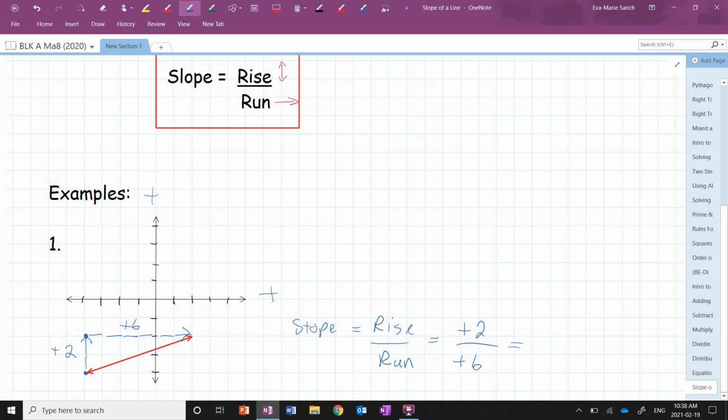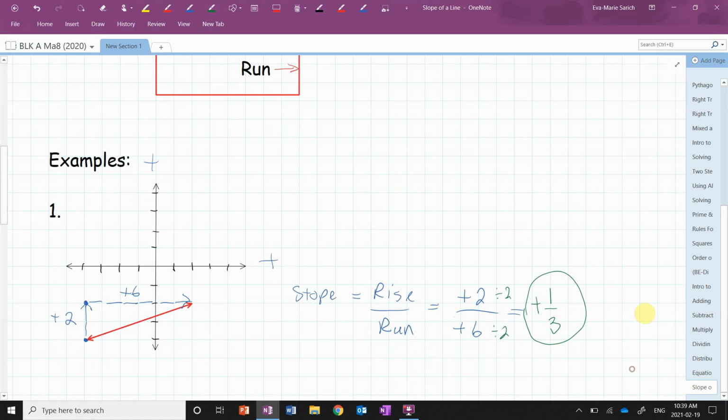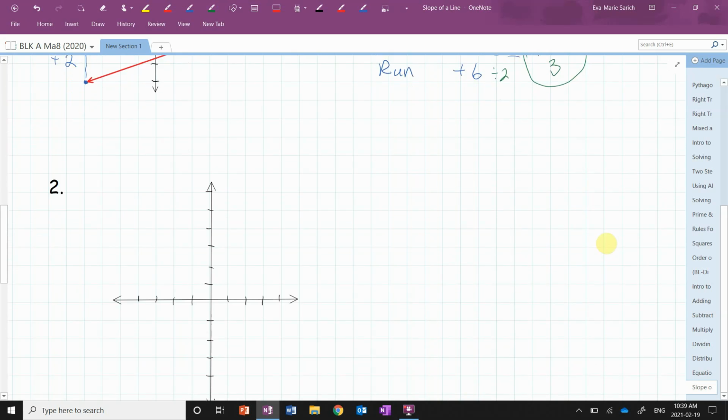Now this can reduce. I'm hoping you recognize that these can both be divided by 2, and slope is always given as a fraction in lowest terms. So 2 divided by 2 gives you 1, and 6 divided by 2 gives you 3. So this has a slope of 1 over 3, and it's positive, because a positive divided by a positive gives us a positive. All right? Let's go again.